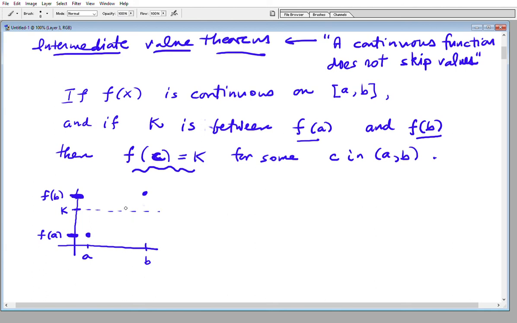Can I connect this with this and skip over K? If I do that, the function's not continuous, you see? I can't skip over level K. It has to cross level K. So at this point it crosses K. This would be my C.